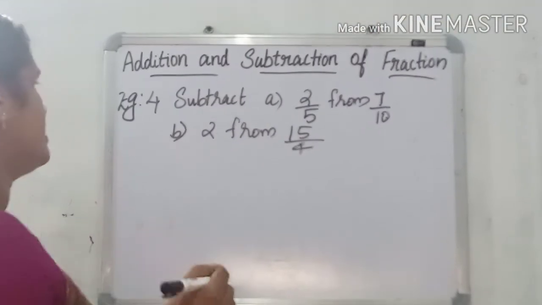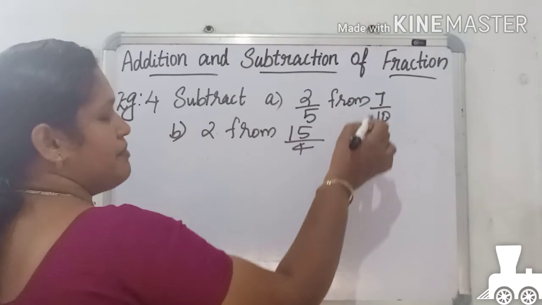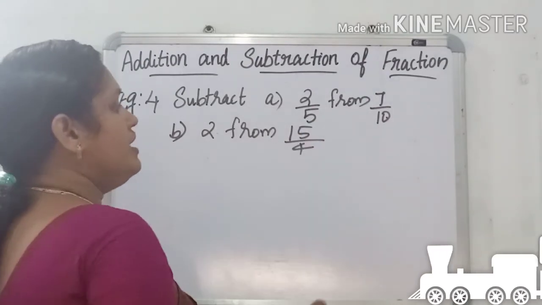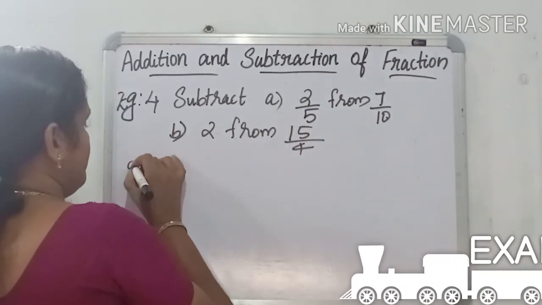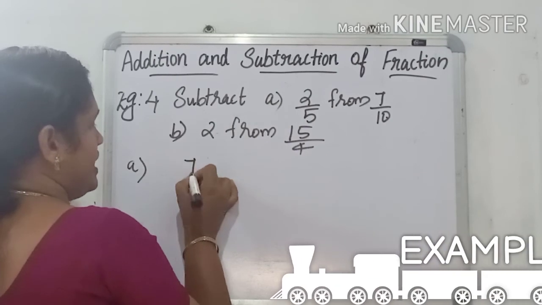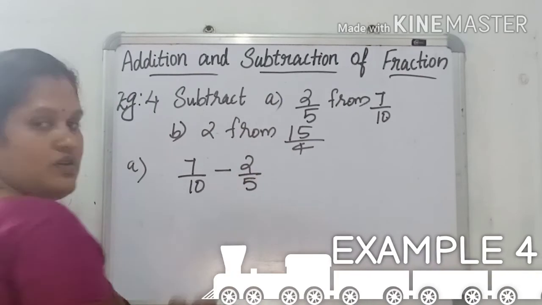Example 4. Subtract A. 2 by 5 from 7 by 10. B. 2 from 15 by 4. Consider A. 2 by 5 from 7 by 10. 7 by 10 minus 2 by 5. Okay.